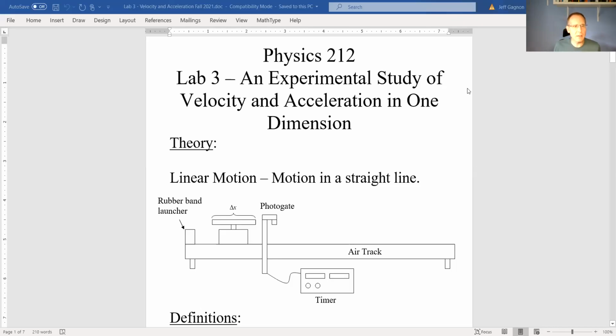Today, I want to discuss one-dimensional motion. In particular, we're going to look at constant velocity motion and constant accelerated motion of a cart on an air track. Now, again, this lab happens to be very similar for all of my three physics lab courses.